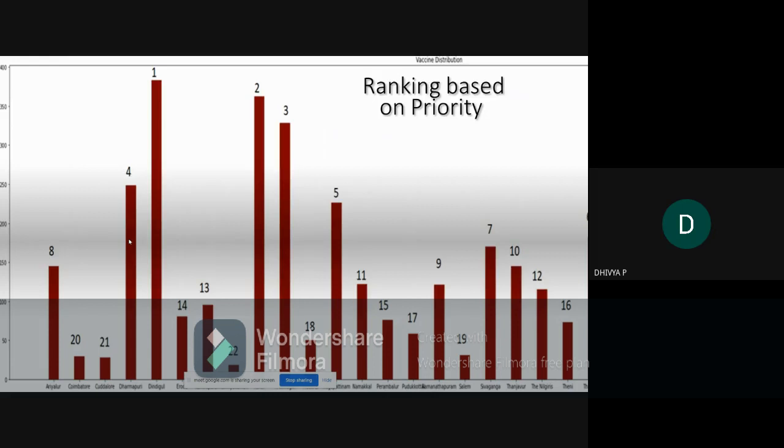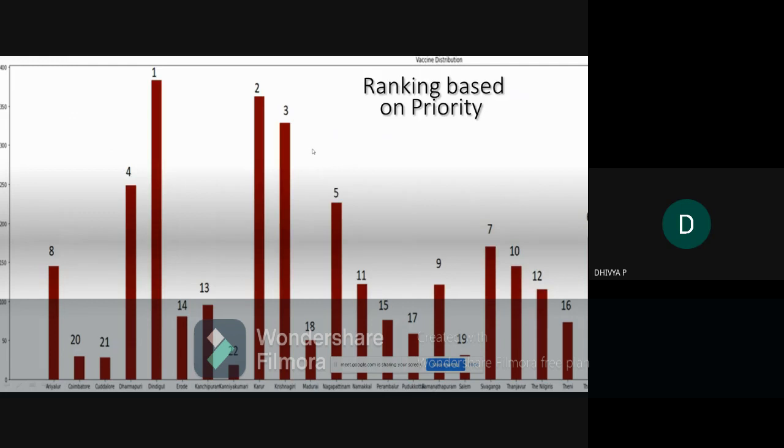We have to consider the Chennai people with more care. The second place is Karur, and the third place is Krishnagiri. So based on the severity, distance, and the correlations between the features, we are able to easily identify the distribution centers in Tamil Nadu.